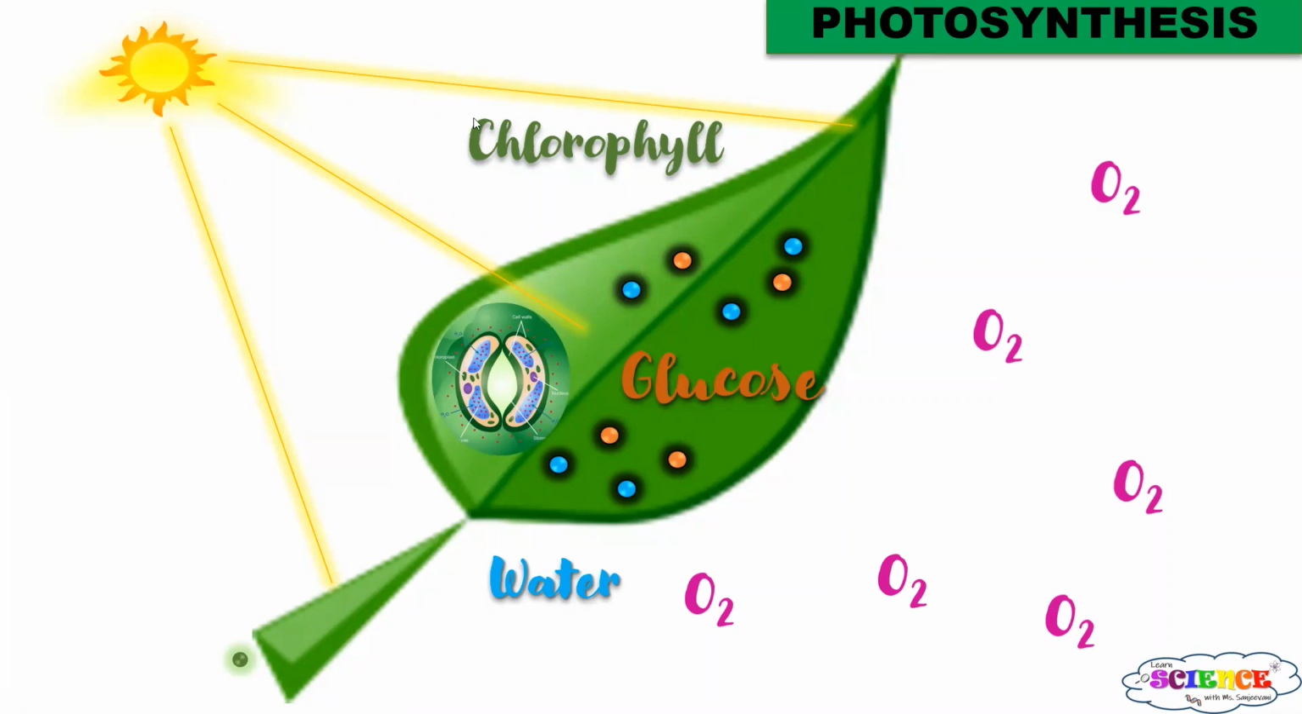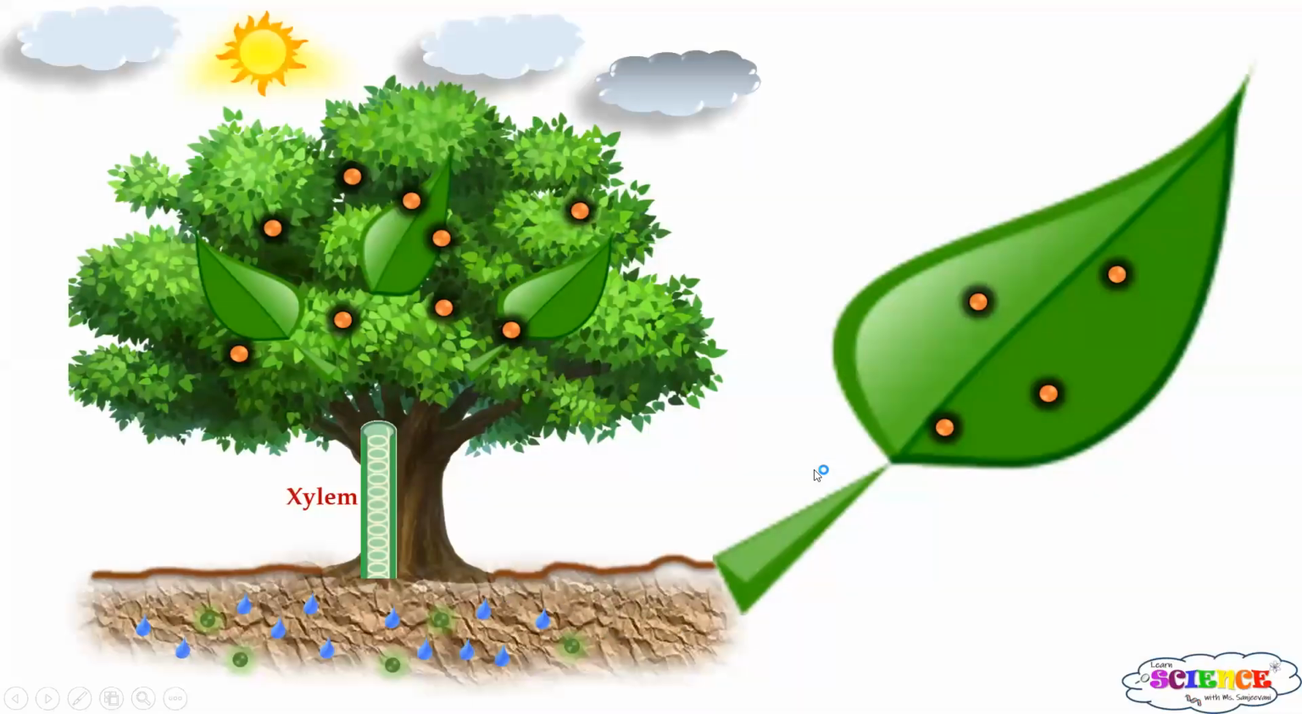So simply, photosynthesis is the process in which green parts of the plant, which contain chlorophyll, absorb light and convert carbon dioxide and water into glucose, oxygen and water. So food is produced by this process, and this is the basic general idea of photosynthesis. I hope it is very clear.